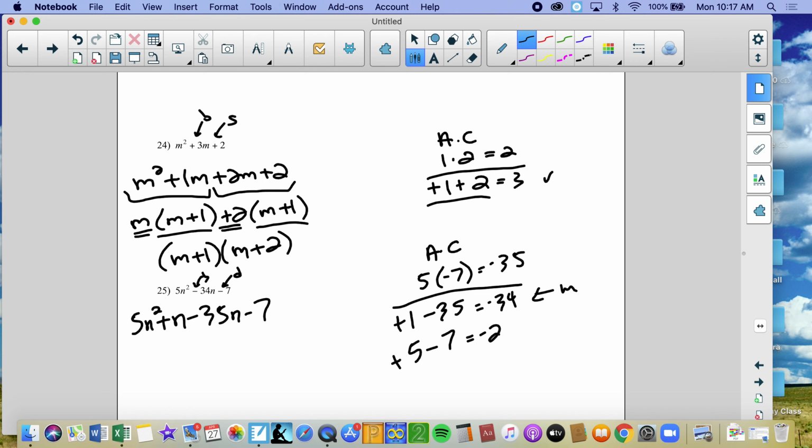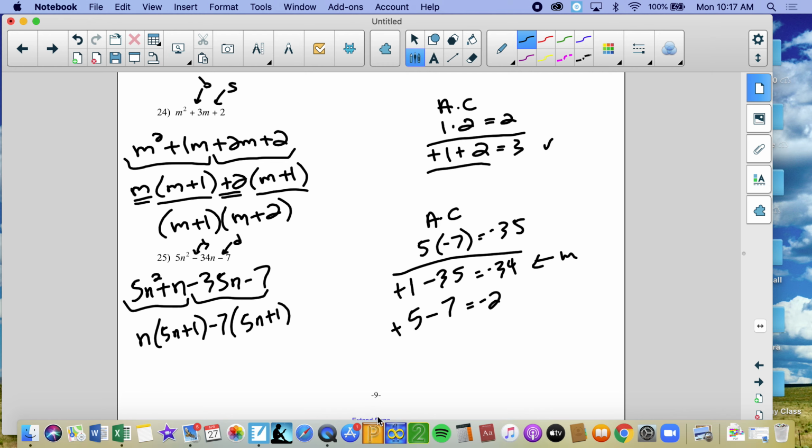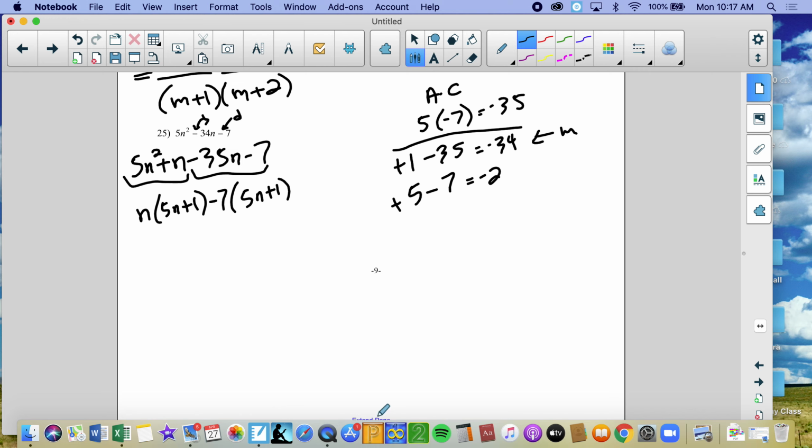All right, so let's factor by grouping now. We're going to factor out an n. We get 5n plus 1. Let's factor out a -7. First term is negative, so I have to factor out a negative, and I get 5n plus 1. Make sure that the things in the parentheses are the same. Got to make sure that they're the same. If they're not, then you made a mistake. So since they have 5n plus 1 in common, we're going to factor that out, and that leaves us with n minus 7.